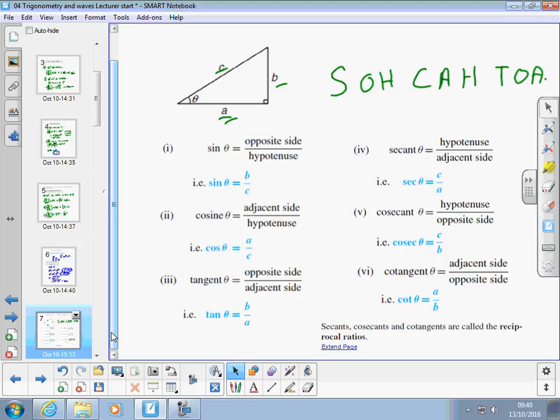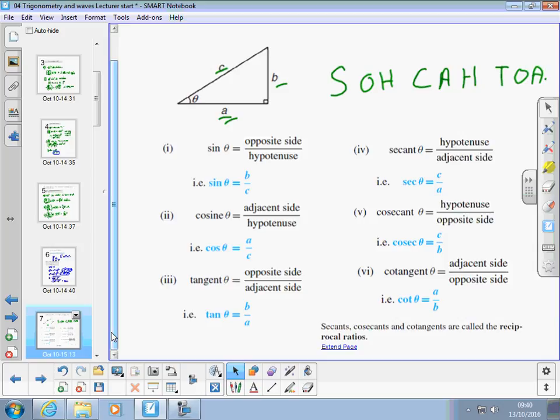Okay. Then over this side we've got secant, often shortened to sec, and it's just the sine ratio turned the other way up, so it's hypotenuse over adjacent. Cosecant is hypotenuse over the opposite side, and cotangent is the adjacent over the opposite side. So they are just the ratios flipped up the other way.